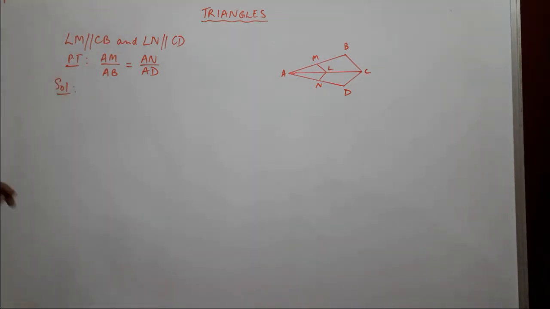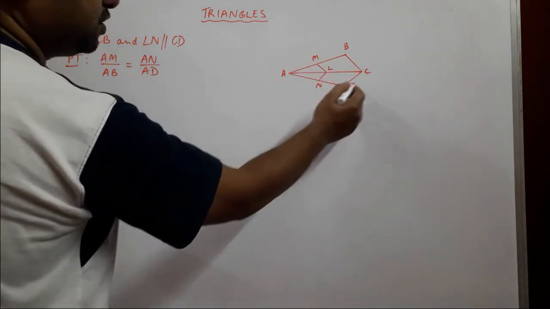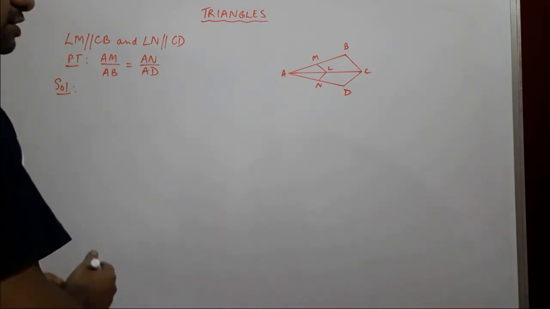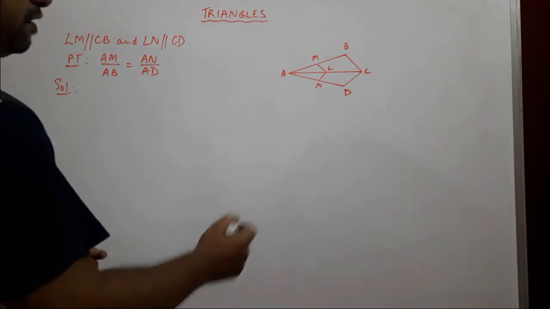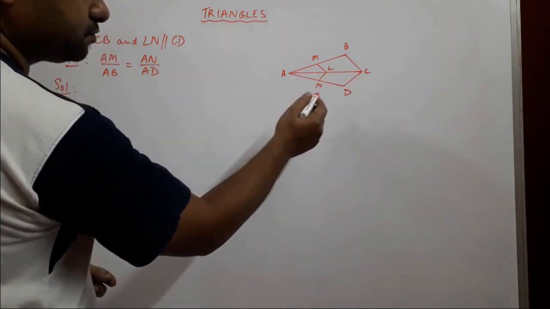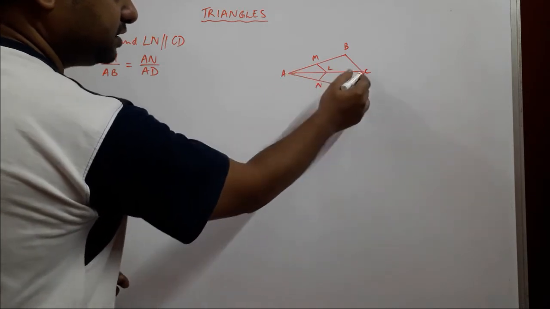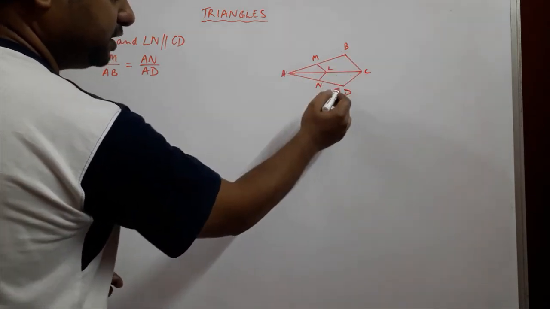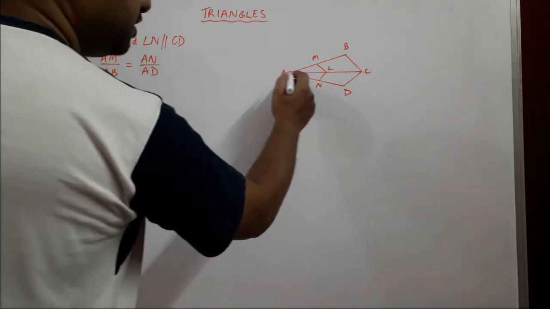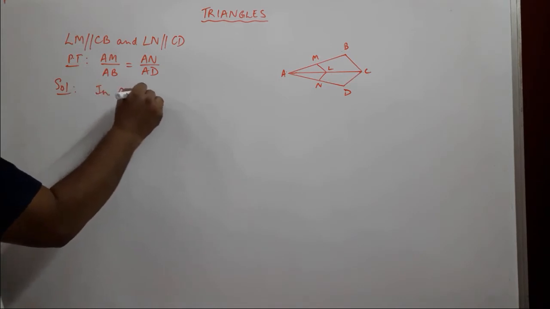Now, to solve this, let's look at one side. This does not form a triangle for us to directly apply the basic proportionality theorem. But if you look carefully, in this four-sided figure we have two triangles, that is ACB and ACD. So we can separate those two out. Let's take the first triangle. So we say in triangle ACB.